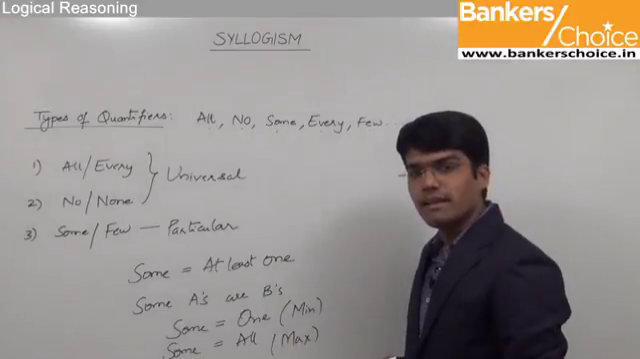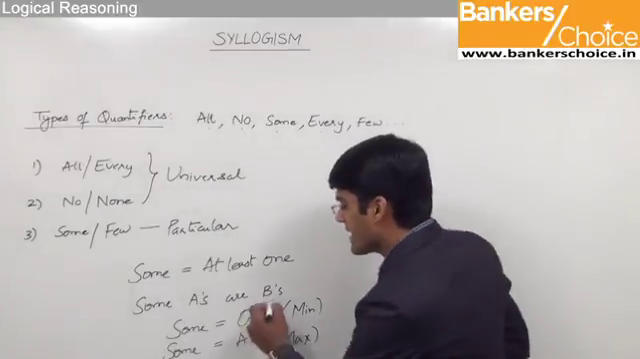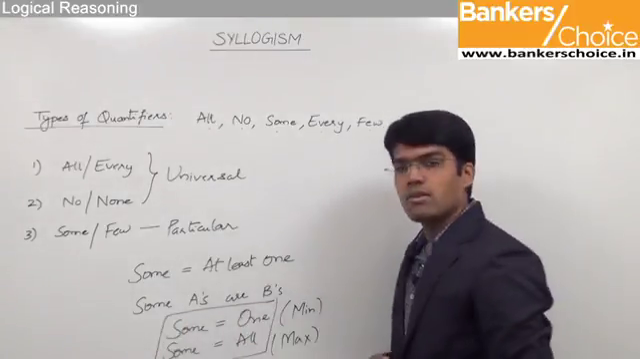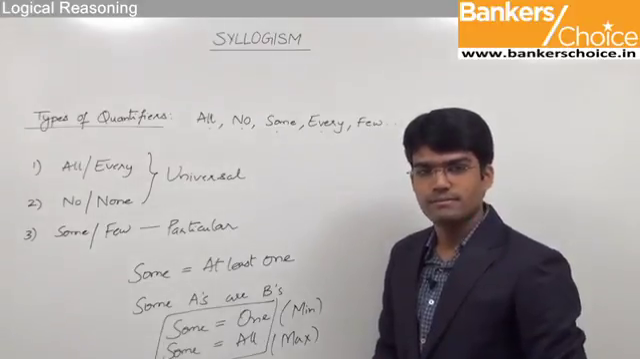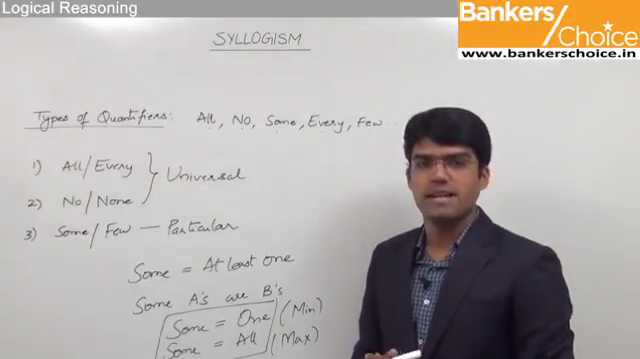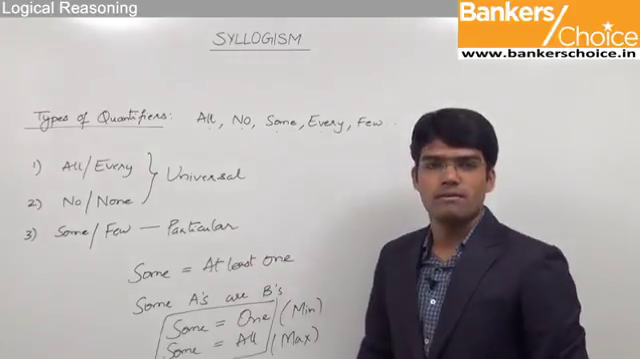So very clearly, when we say some A's are B's, it may mean that one A is B or all the A's are B's. So you just remember that some can be referred as 1 and also it can be taken as all. Let us now take the different types of statements that are used with the help of these quantifiers.